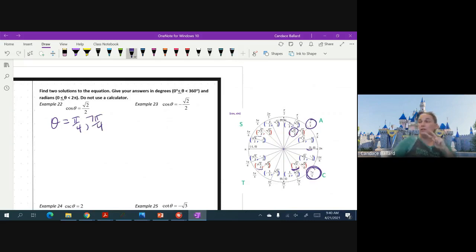There will always be 2 answers, because there's always 2 places where each of the trig functions is positive, or each of the trig functions is negative, because there's only 4 quadrants.